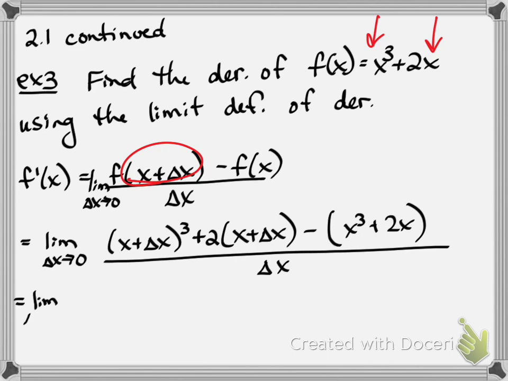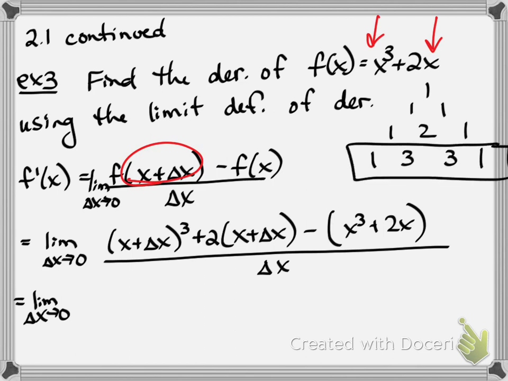I think this is a great problem because it reviews Pascal's triangle for you. Remember, this is the 0th row's coefficient, first row, second row, third row. These are the coefficients for the third row. Those are the coefficients for a plus b cubed.